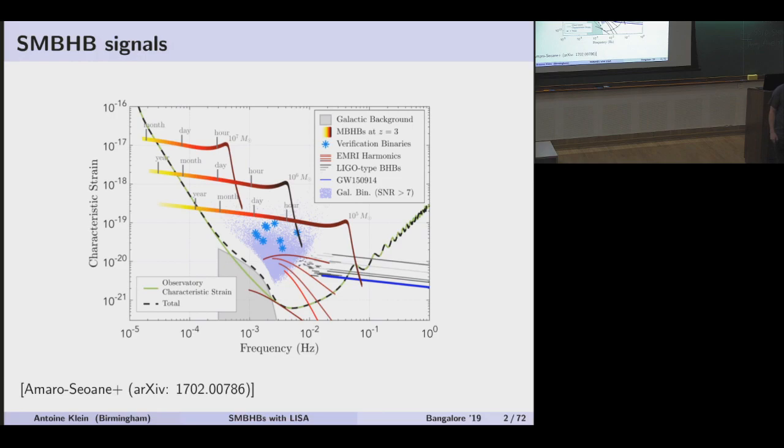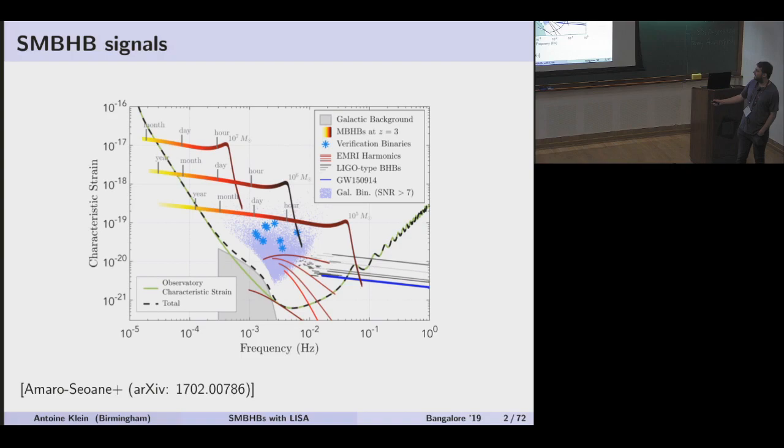If I look at the EMRI harmonics, that's extreme mass ratio inspirals. Those red lines are the different harmonics. The signal is described as a sum of the different harmonics of the orbital phase. So this one will be n equals 1, this one is n equals 2, that's the dominant, then you have n equals 3, 4, 5. They have different frequency responses.